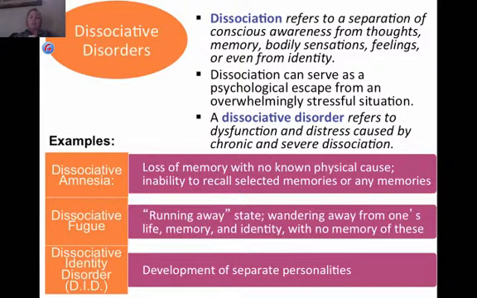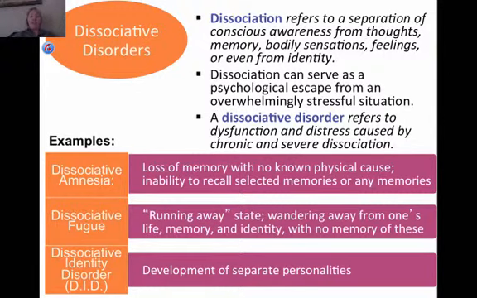Now, dissociative fugue is what is commonly referred to as a running away state. It's wandering away from one's life, memory, and identity with no memories of these. So people who have fugue just disappear. One day they just leave and they turn up someplace else with no idea who they are. And oftentimes they reintegrate themselves into this new town with this new identity. And sometimes they remember, sometimes they don't. The difference between dissociative amnesia and dissociative fugue is that with amnesia, people don't necessarily leave, but with fugue, one of the hallmarks is going away from their life, disappearing.